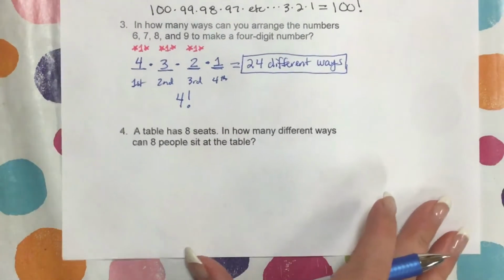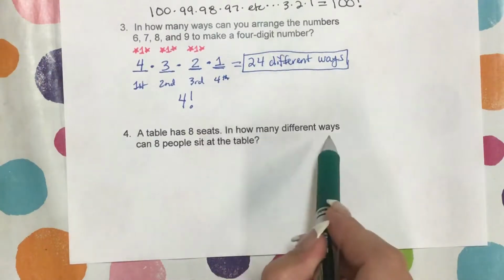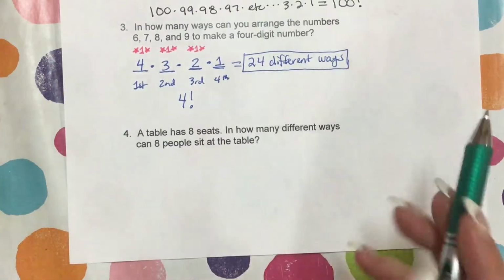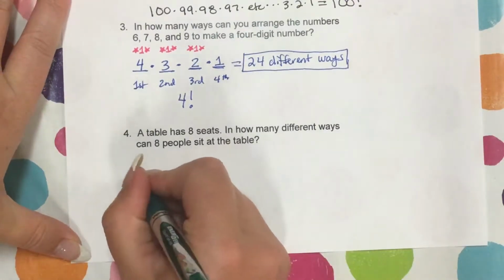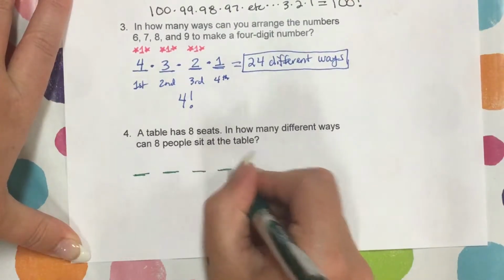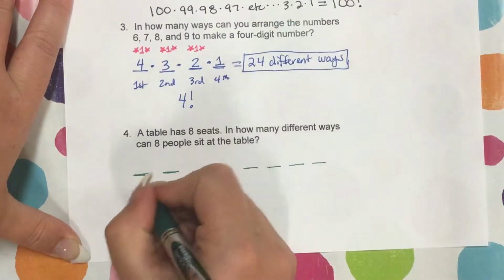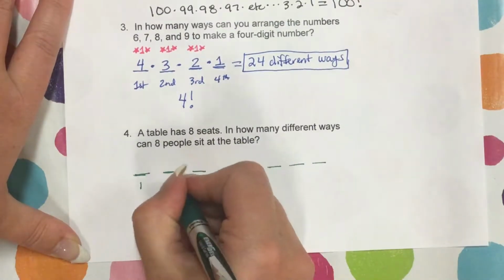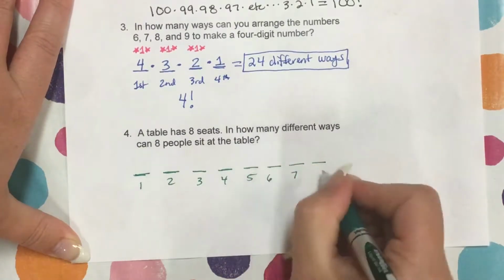Okay, let's go ahead and move on to problem 4. Problem 4 says a table has 8 seats. In how many different ways can 8 people sit at the table? Okay, cool. So we have 8 seats. This is going to be seat 1, seat 2, seat 3, seat 4, seat 5, seat 6, seat 7, and seat 8.